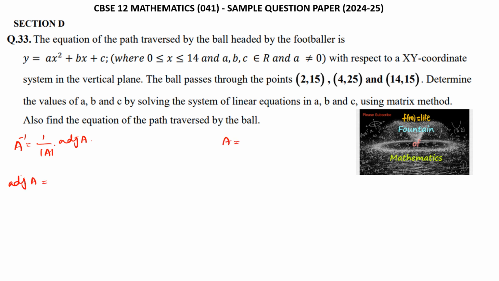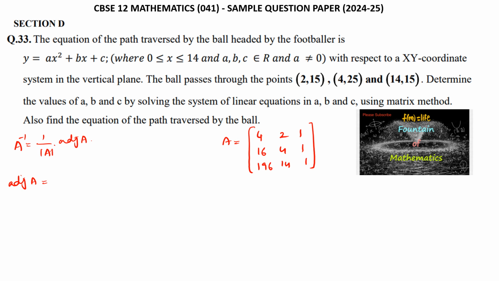Since A is equal to 4, 2 and 1, 16, 4 and 1, 196, 14 and 1. So let's use the shortcut method to find the adjoint.